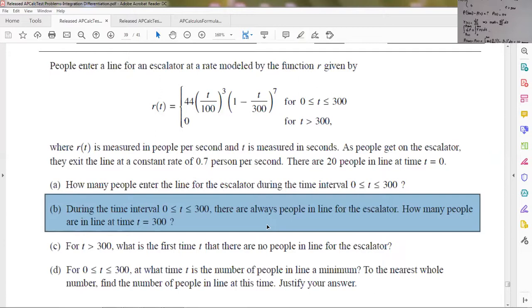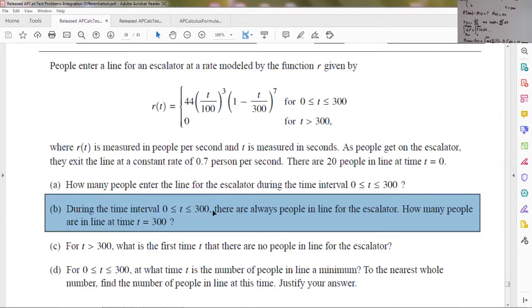Wouldn't it be 10 plus 20? You think? Why? Because that's the people that entered plus the ones that were there. Oh, wait, no, wouldn't it just be 10? Okay, this is the problem with this, the English.